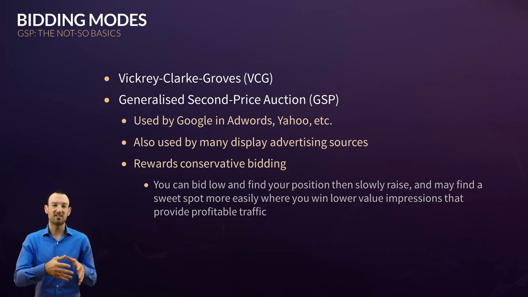And you can bid relatively conservatively and still get traffic because of this cascading nature of the actual impression inventory, as opposed to VCG, where if you bid quite low, you tend to get much less traffic, and often this is traffic which is very, very low down in the cascading queue of impression quality.